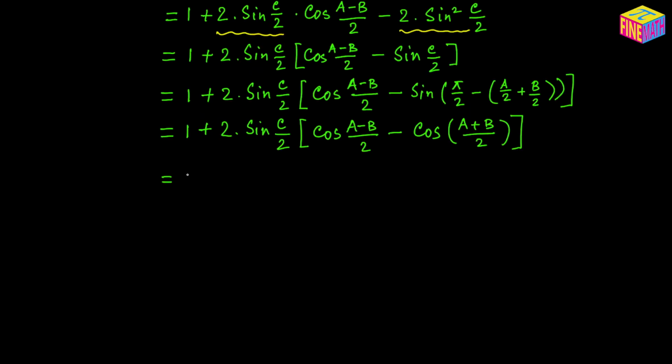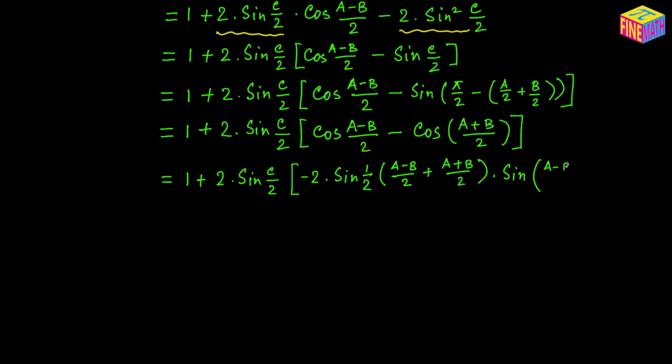Now let's simplify a little more. So from here we can say this is equal to 1 plus 2 times sine of C over 2 times cosine of C minus cosine of D, which can be written as negative 2 times sine of (C plus D) over 2 times sine of (C minus D) over 2. So I'm going to use that formula here. This can be written as negative 2 times sine of (c plus d) over 2. Now what is c in this case? Well, I can say half of (a minus b) over 2, that is the angle c, plus (a plus b) over 2, that is the d angle, we can assume, times sine of (a minus b) over 2 minus (a plus b) over 2.